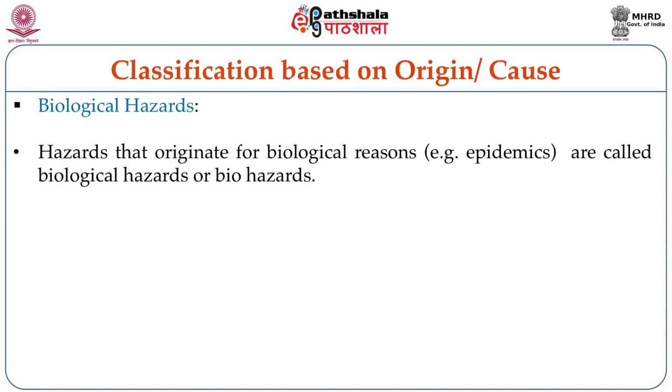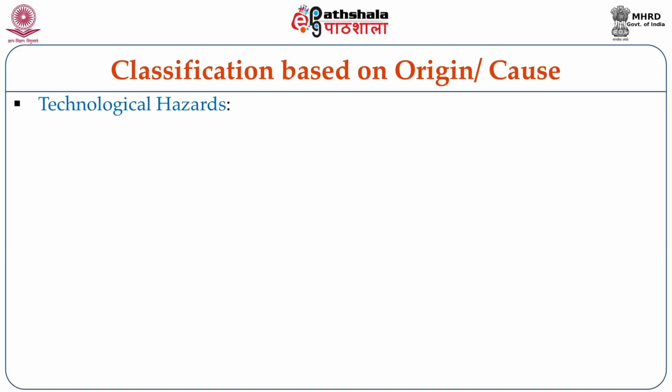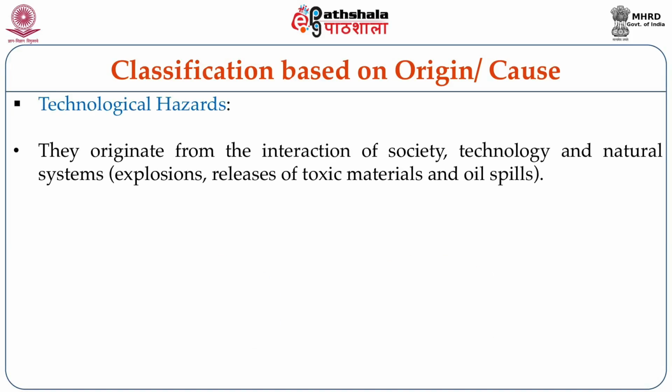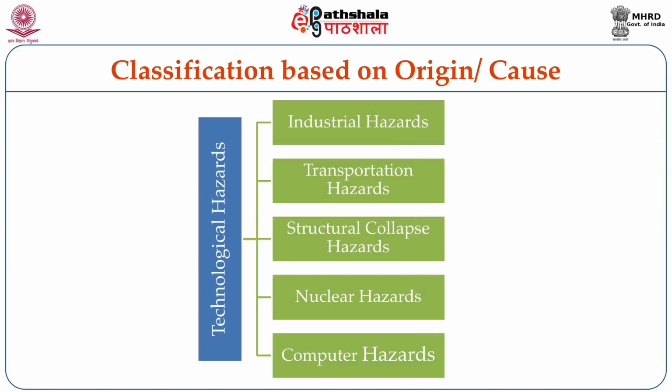Biological hazards, for example, the epidemics, are often divided into two categories: pathogens and toxins. One is bacteriological, one is chemical. And the technological hazards originate from the interaction of society, technology, and natural systems. Examples: explosions, releases of toxic materials, and oil spills. Events of this group are also termed non-intentional hazards. You might remember from the earlier slide we saw intentional hazard, that is sociological. And technological hazard has a further subdivision: industrial hazards, transportation hazards, structural collapse hazards. For example, many buildings collapse. So we can put those into the structural collapse hazards.